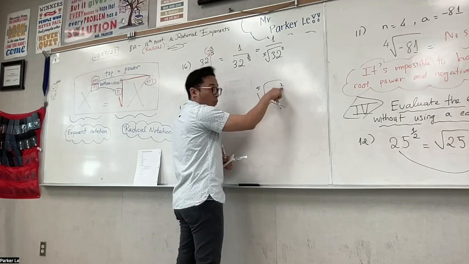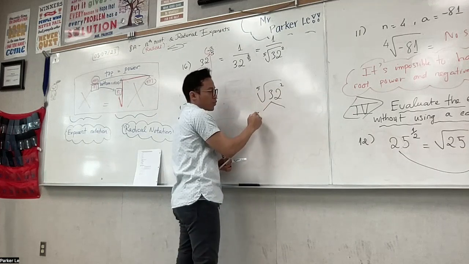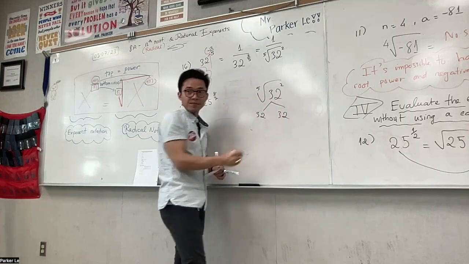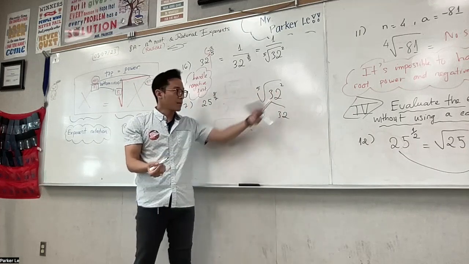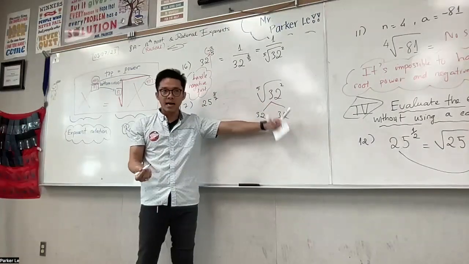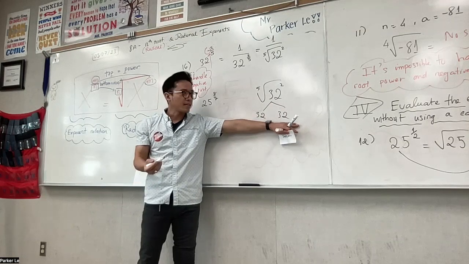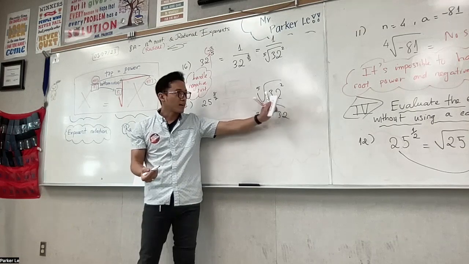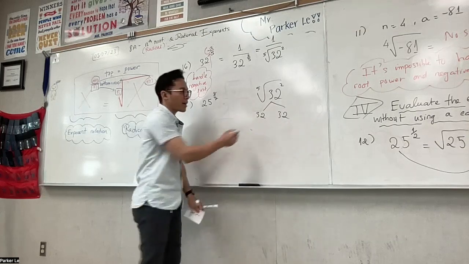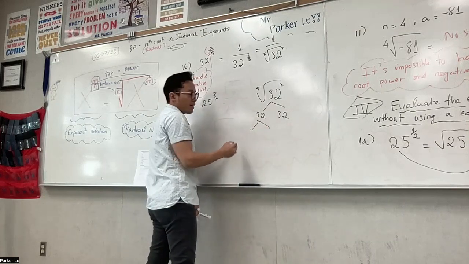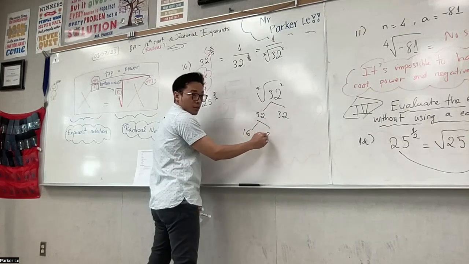Okay, 32 squared. 32 squared is 32 times 32, correct? You have to square, correct? I will go with this. I'm waiting for more response. Maybe I'm not sure everyone is with me on this step. 32 squared is 32 times 32. Okay, can you break the 32? So 16 and 2, maybe.